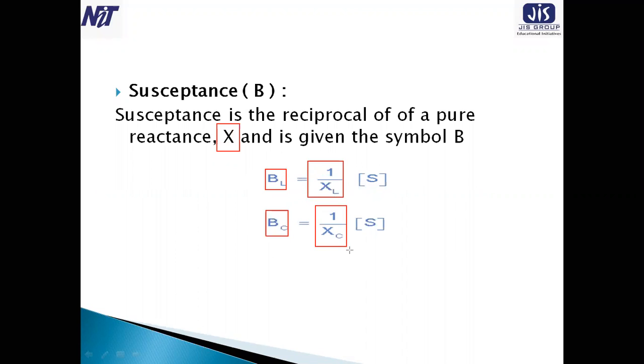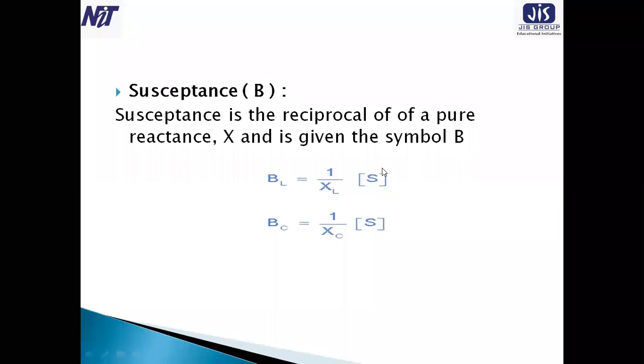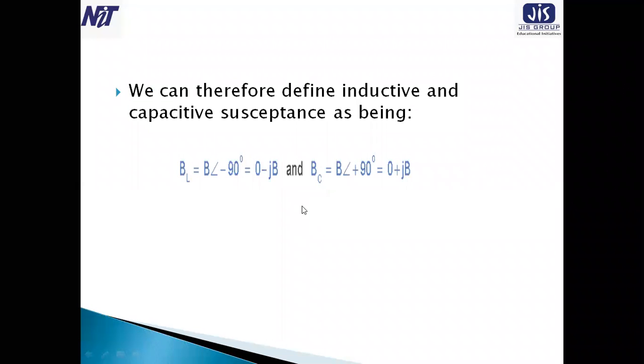So if it is inductive, then XL. If it is capacitive, then XC. In this way, we can represent the three components: admittance, conductance, and the susceptance for a parallel RLC circuit. Now, we can therefore define inductive and capacitive susceptance as follows.